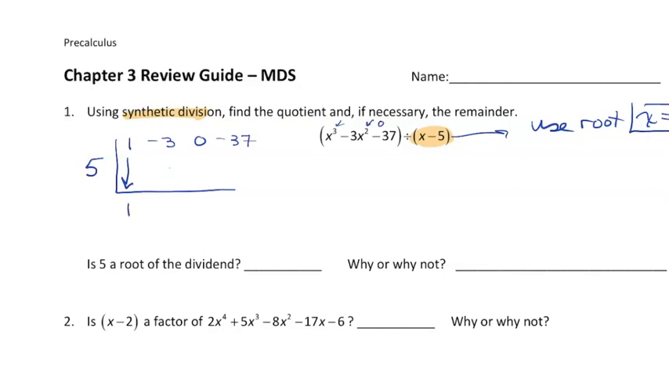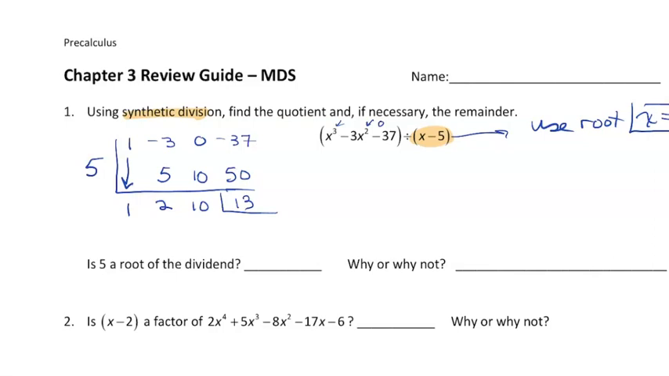5 times 1 is 5. Add these guys together, and you get a 2. 5 times 2 is 10. That's a 10. 5 times 10 is 50. And you're going to get a remainder, and your remainder is going to be what? Looks like 13. Yes. So it's 13.